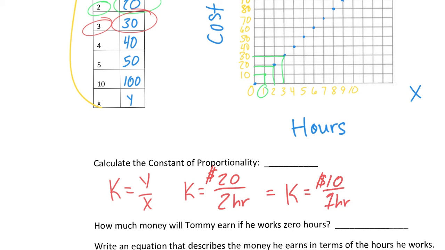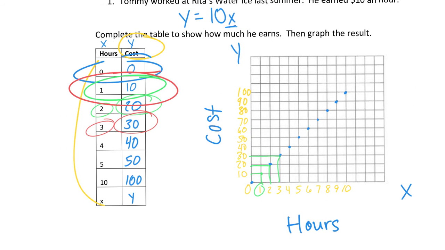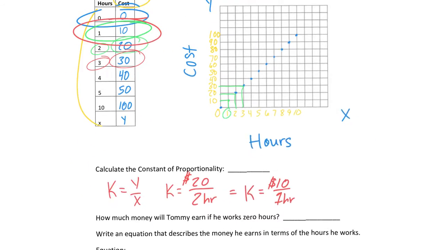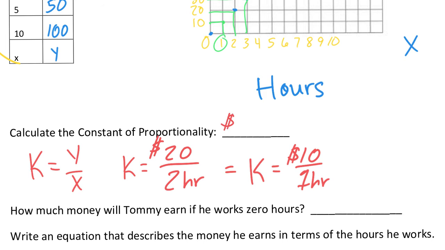So I need to figure out how much he makes per 1 hour. And guys, I'm going to let you know on the rest of your assignment, all of these have the unit rate already listed. Okay? So I didn't even have to do any more work. I could have just looked at 1 and 10. That's my unit rate. Okay? So what is the constant unit rate of proportionality? $10 per hour.